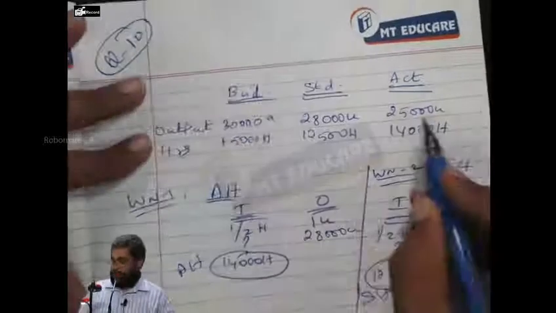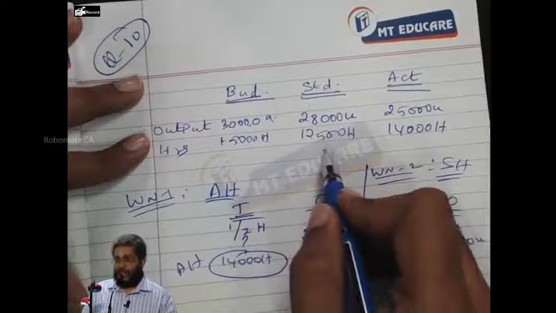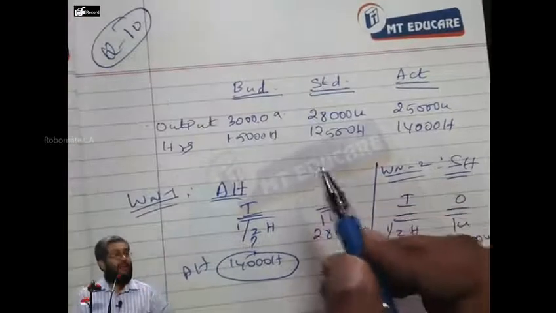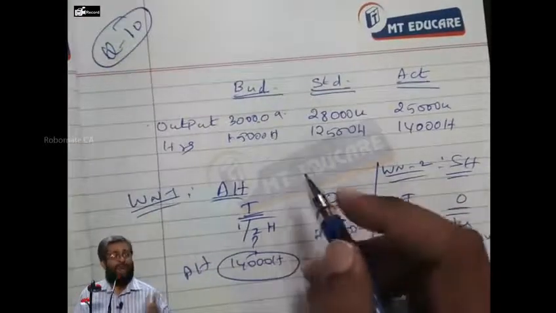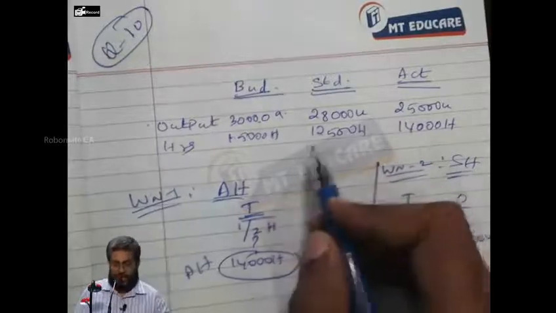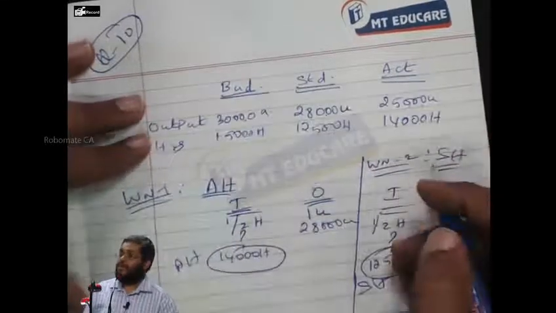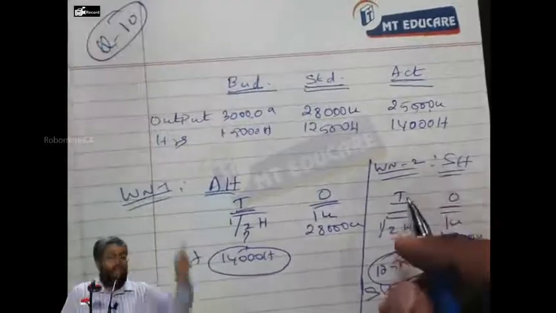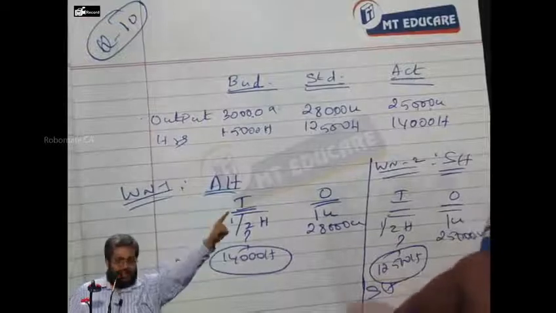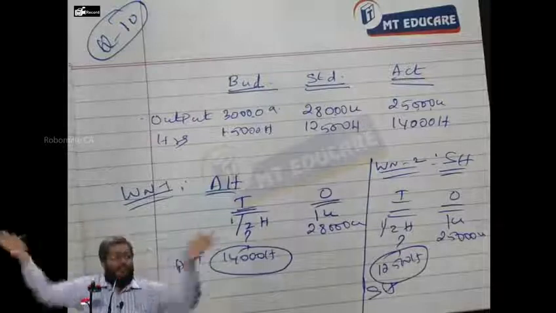Next, in 14,000 hours, I did only how many hours of job? 12,500 hours of job. I lost how many hours? 1,500 hours due to what? Efficiency. 1,500 hours lost. How many units lost? 3,000 units. From 28,000 to 25,000, the drop in volume is due to efficiency. Very simple. My planned volume is 30,000. My actual output is only how much? 25,000. 5,000 volume drop.